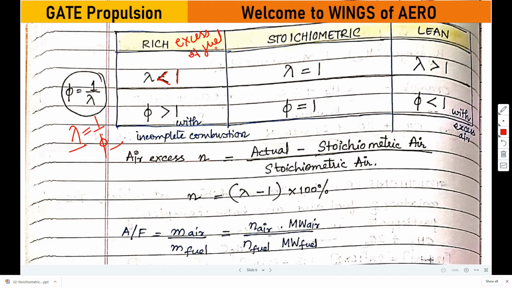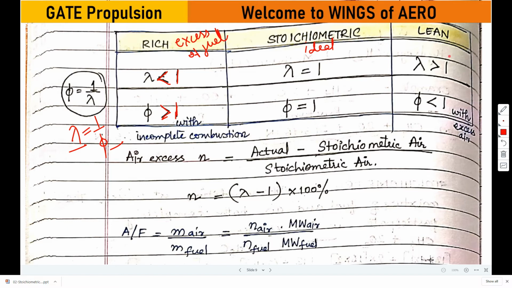Rich mixture means the excess of fuel. At the same time, we get the excess of fuel when phi is greater than 1. Stoichiometric means both the cases will be the same, a completely ideal case, where the actual and the ideal condition are the same.